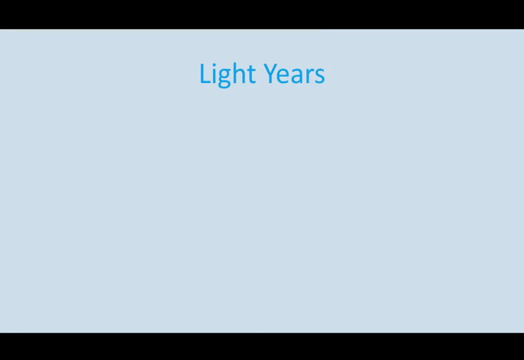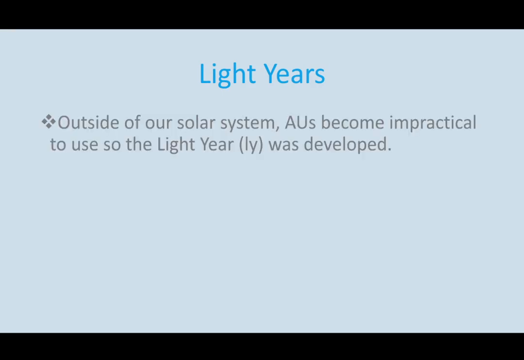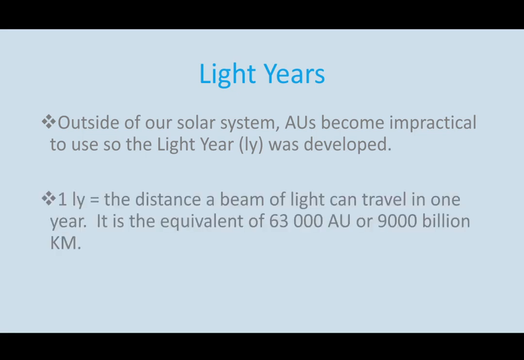Another measurement that we use is light years. As soon as we start to look at distances beyond our solar system, AUs become impractical. Again, for the same reason that we don't use kilometers, the distance is so large that the number would be too large. So we use a light year. And the light year is the distance a beam of light can travel in 1 year.